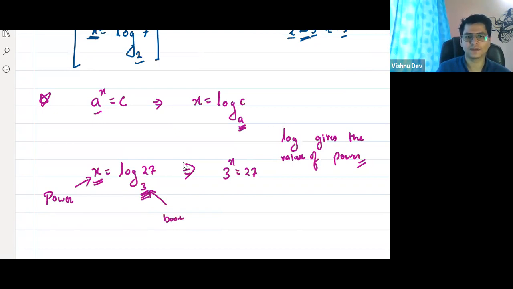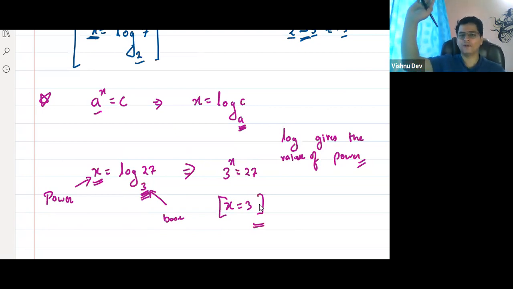Right? Clear? So yes, I can write like this. So x will be equal to 3 now. Yes or no? Everyone got this concept? I'm asking each and every one of you to understand each and every concept. If anyone is having any kind of issue, please let me know.